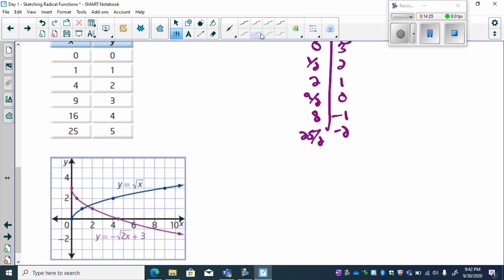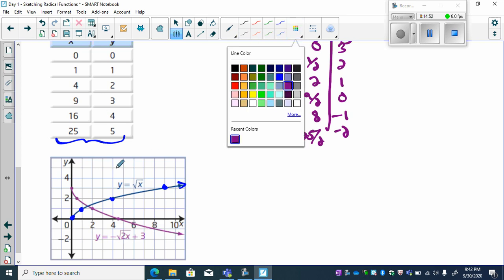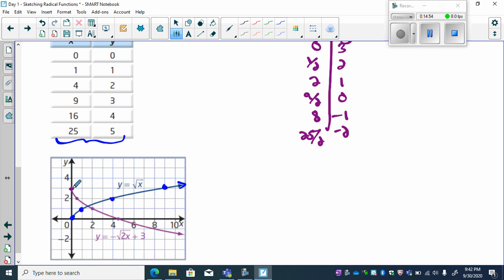Again, here is the original 0, 0, 1, 1, 4, 2, 9, 3. So that's these points right here. Those are the blue points. End point at 0, 0, arrow pointing to the right. The new curve becomes 0, 3. So there's 0, 3. There's a half a block up 2.